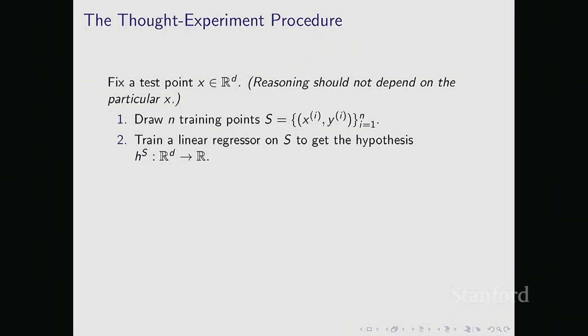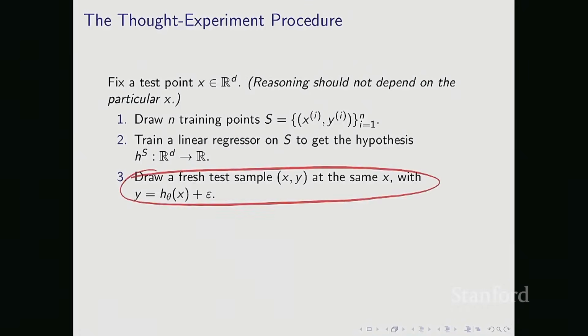Then you're going to train a linear regressor or a hypothesis, whatever hypothesis you want. For this point of view, linear regressor is probably overkill. I should just cross that out. It doesn't really matter. You're going to train a hypothesis, H. Then you're going to draw a fresh sample at test time, X and Y, and compute what the model predicts, Y, at that point.